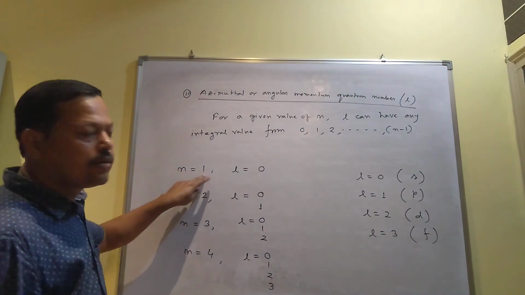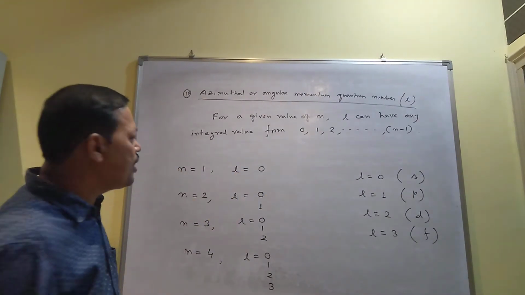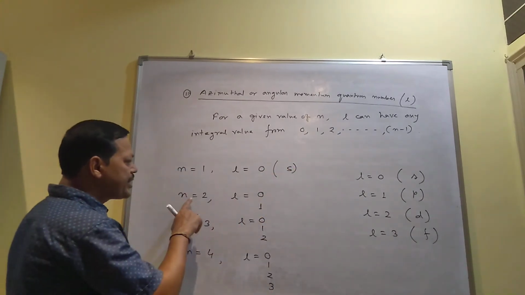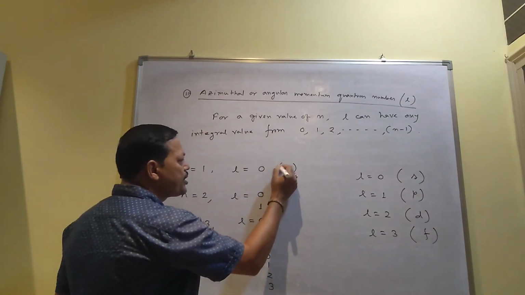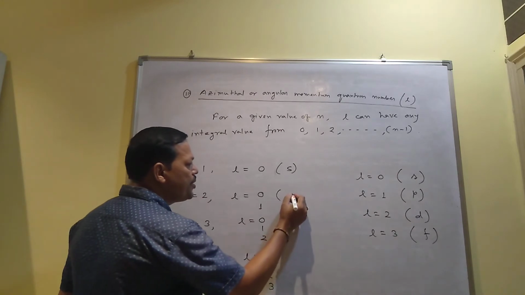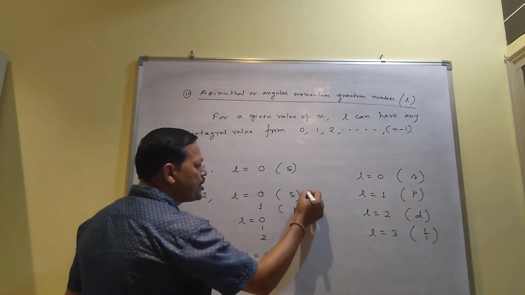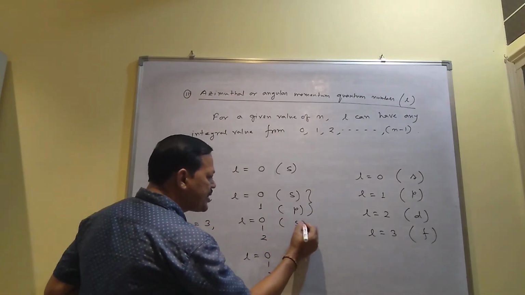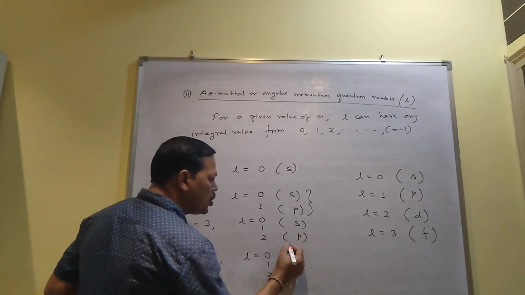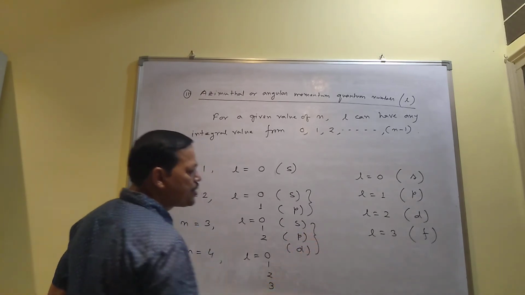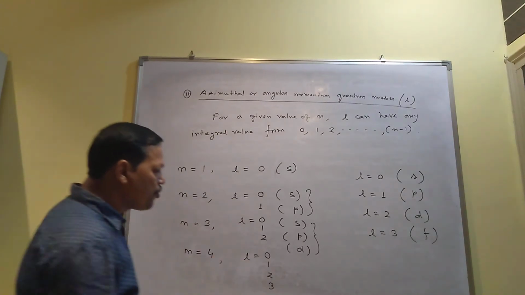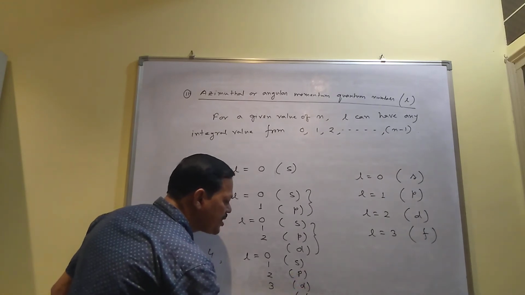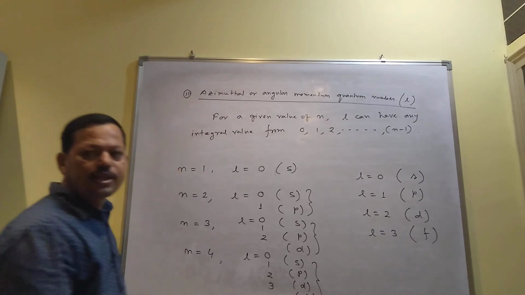Now here n equal 1, L equal what? 0. L equal 0 means what subcell? The subcell is S subcell. So the first cell contains S subcell. The second cell contains 2 values. What are these? One is 0, one is 1. 0 means S subcell, 1 means P subcell. So these are present in the second cell. In the third cell, 0 means S, 1 means P, 2 means D. These are the 3 subcells present. And in the fourth cell there are 4 values. 0 means S, 1 means P, 2 means D, 3 means F subcell. So 4 subcells are present.